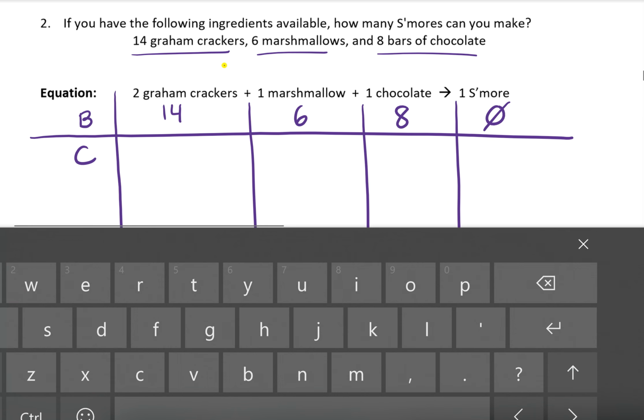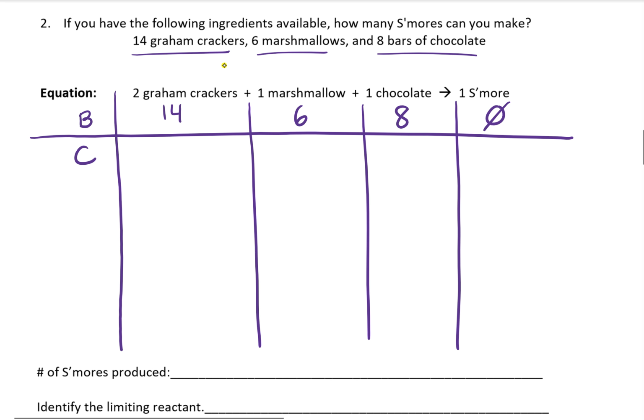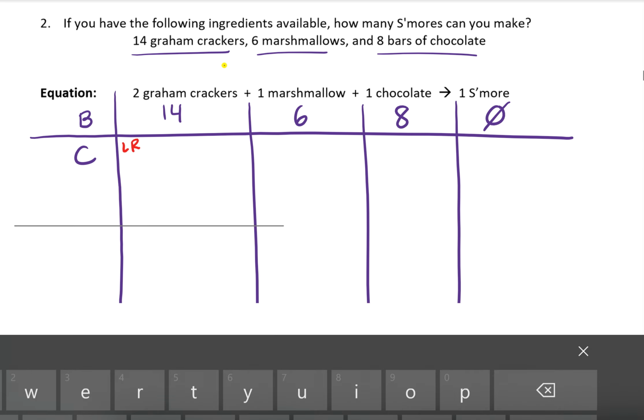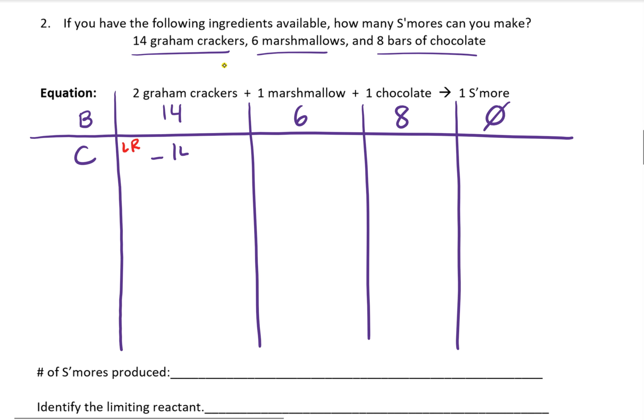What I want you to practice is assigning the first reactant as limiting. I'm not saying that it is limiting for sure, but we're going to test it and see, if it was limiting, how much of everything else would we need. So assuming graham crackers is limiting right now, we're going to subtract all 14. So that limiting value gets copied over to all the other columns. Reactants get minus signs, products get plus signs.